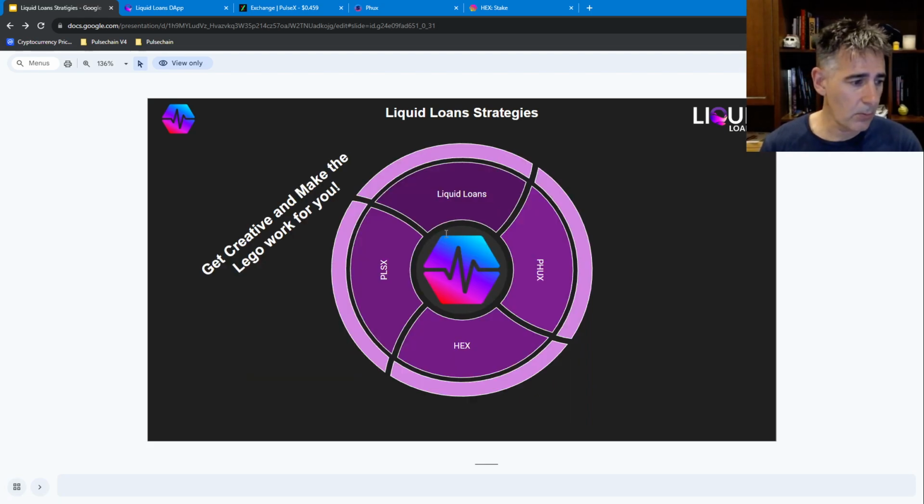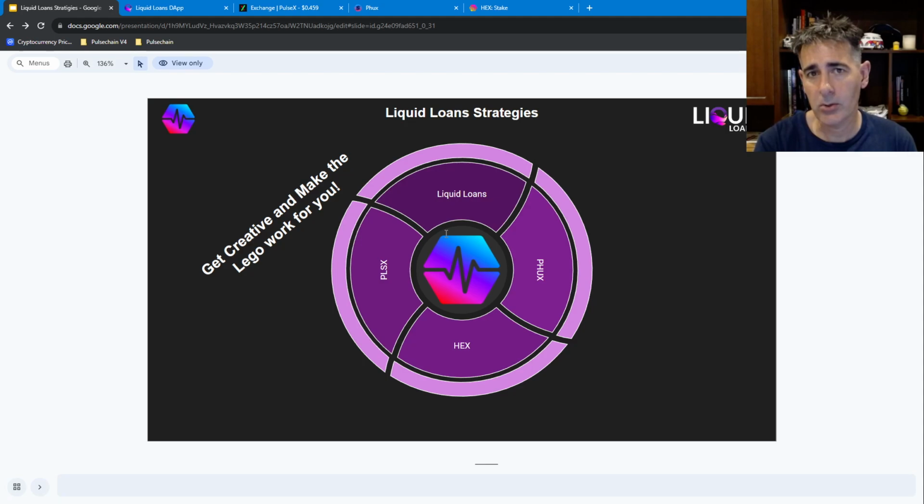So I'll finish up on this slide, which basically just says I've presented 3 strategies. We've looked at different levels of risk and how we can plug in different components of the ecosystem, not just Liquid Loans, but the PulseChain ecosystem. And that's touching on the tip of the iceberg.